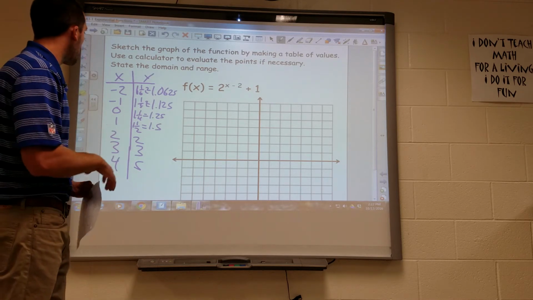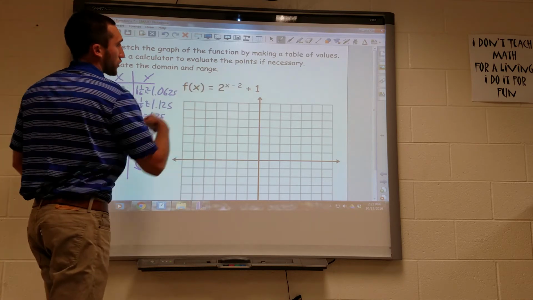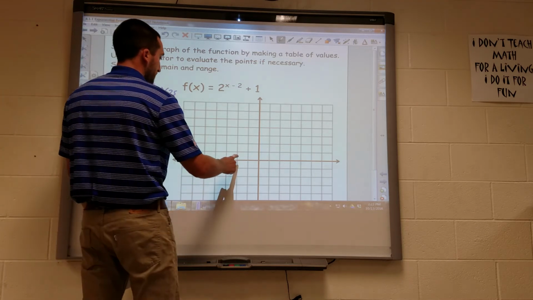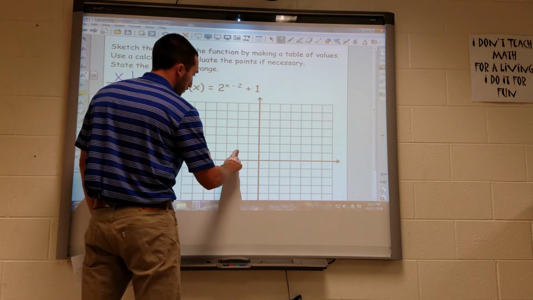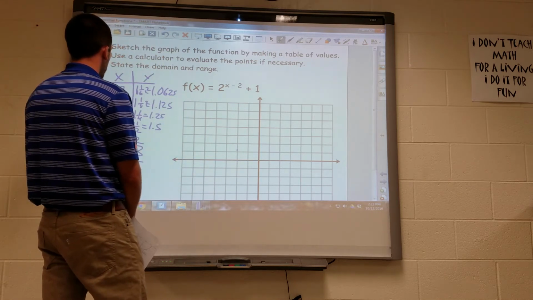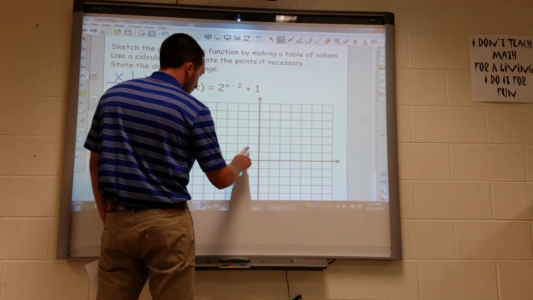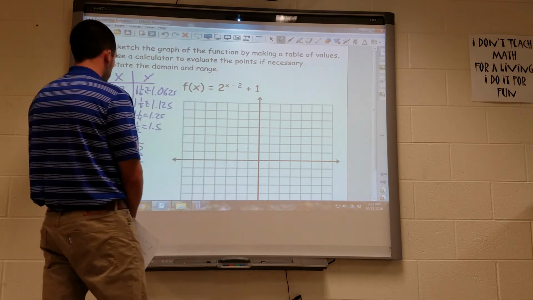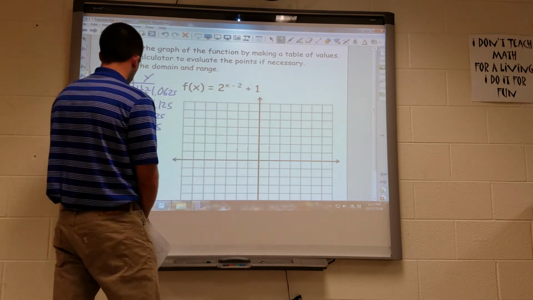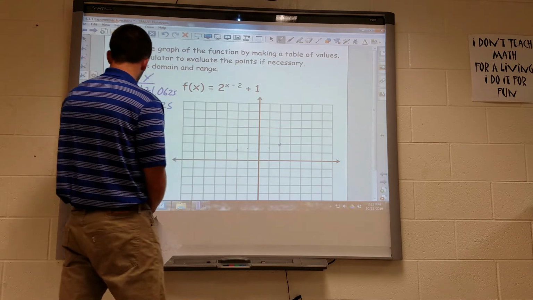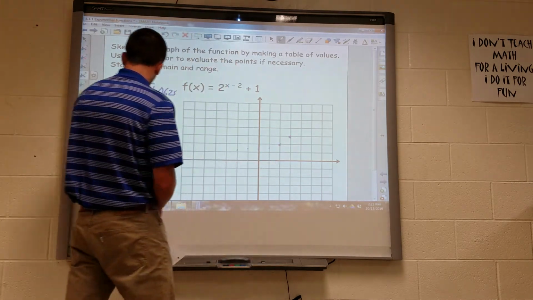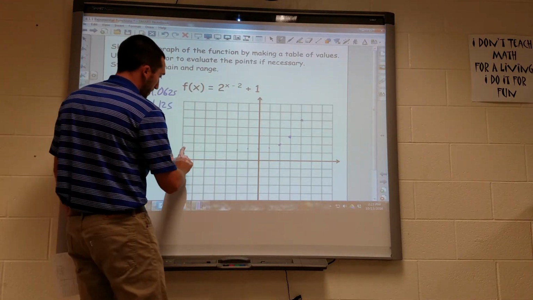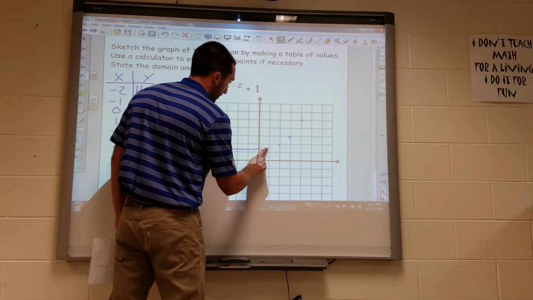Let's go ahead and graph these points. And then we can see if our transformations hold like they have in the previous chapters. So -2, positive 1.0625. -1, 1.125. 0, 1.25. 1, 1.5. 2, 2. 3, 3. And 4, 5. So you can see that this exponential function looks like this.